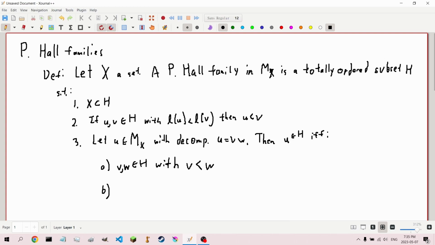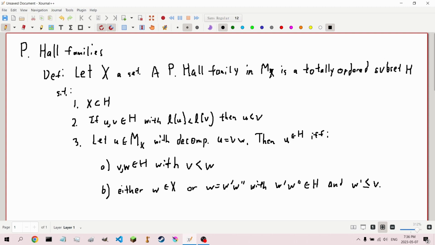And then B: either the second half of W is in X, or it decomposes once again uniquely, with both halves being in the p-Hall family, which includes all of X, as we saw, and the left element is less than or equal to V.